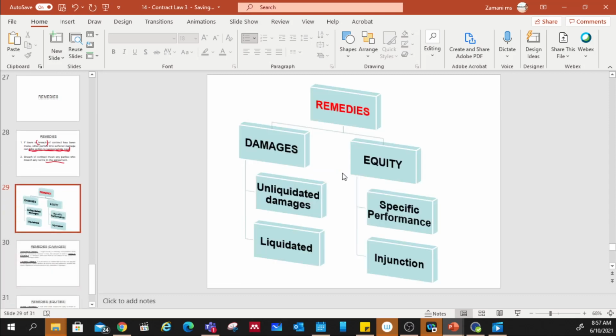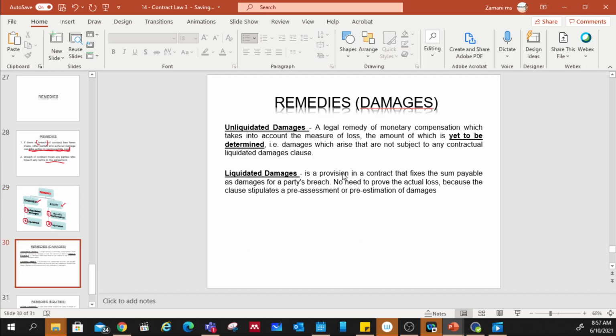There are two types of remedies. One they call damages, under which we have unliquidated damages and liquidated damages. The second remedy they call equity, or equitable remedies, of which the first is specific performance, and the second is injunction. Alright, so let's look at the remedies, starting with damages.